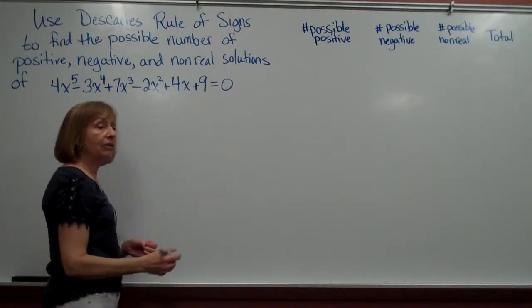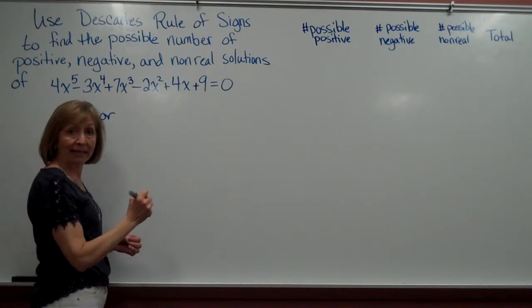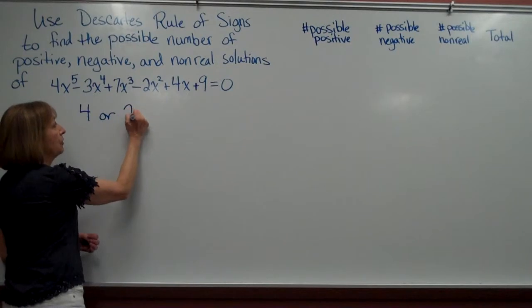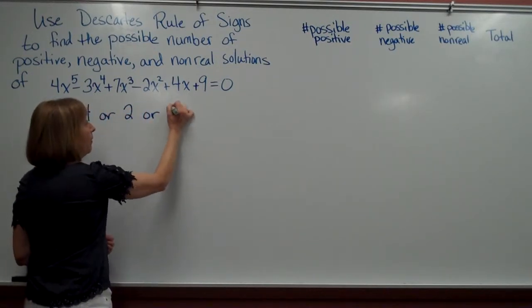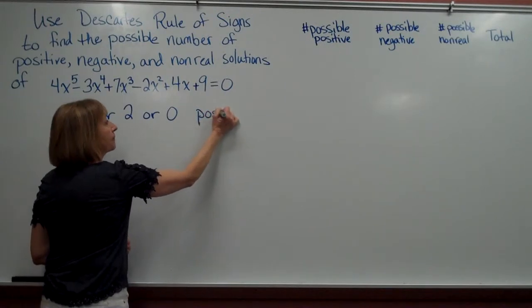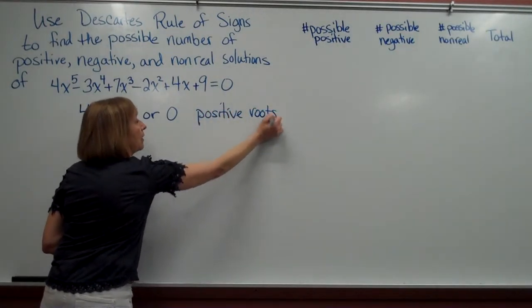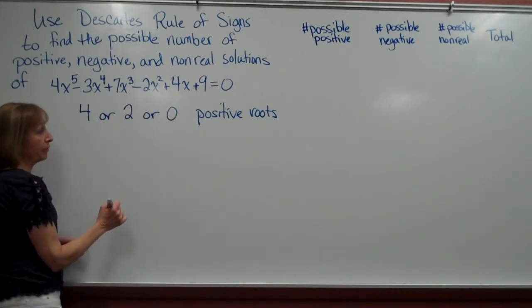So it has either 4 or less than that by an even number. So if I take 4 and subtract 2, that would be 2. Or if I subtract 2 again, I get 0 positive roots. So that's my situations with the number of positive roots.